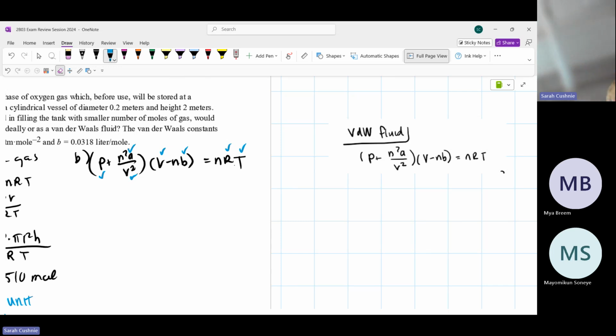Easy. There are two ways you can do this. If you look back at my solutions, I expanded this term out to try and solve for n.